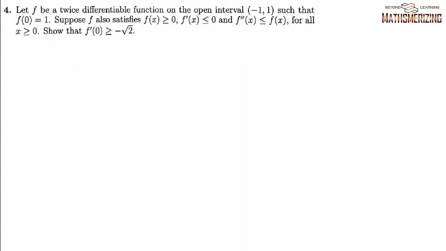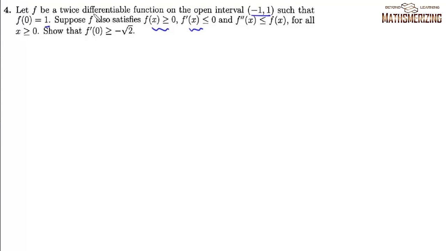Now question number 4 is, let f be a twice differentiable function in the open interval minus 1 to 1 such that f(0) is 1. Suppose f also satisfies f(x) greater than or equal to 0, f'(x) less than or equal to 0, and f''(x) is less than or equal to f(x) for all x greater than 0, then show that f'(0) is greater than or equal to minus root 2.